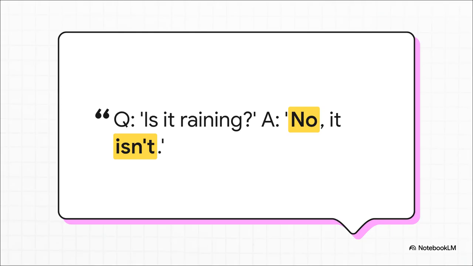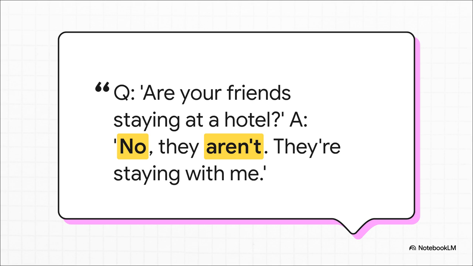So think about that question, is it raining? The question uses is, so the short answer uses it too. No, it isn't. Boom, done. It's that simple, clear, quick, and perfectly correct. And what's really great is that a short answer can be the perfect springboard for more information. No, they aren't. Directly answers the question, but then you can naturally add more details, like they're staying with me. This is exactly how real conversations flow.